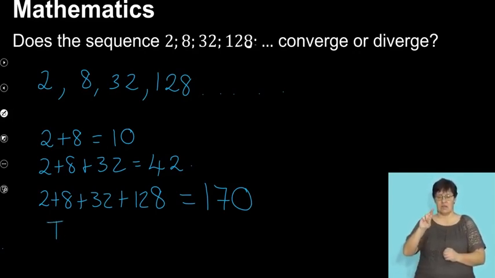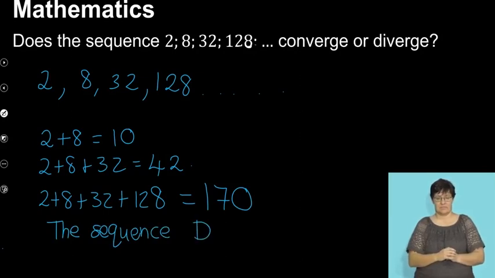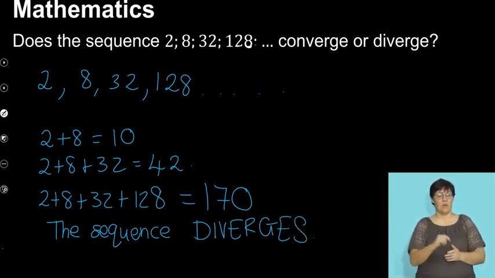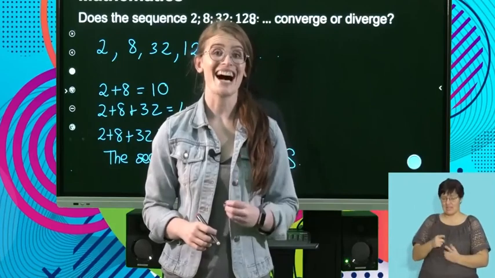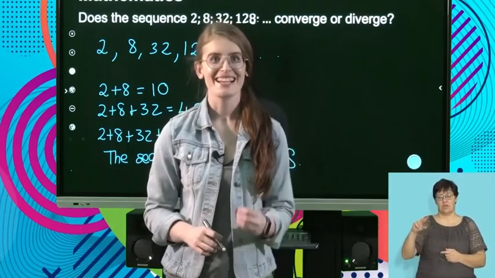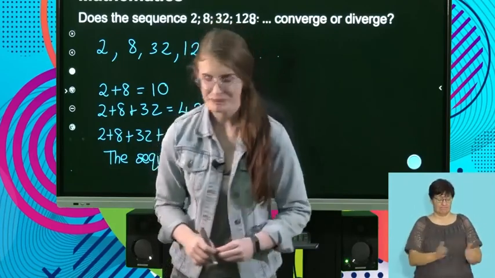So I'm going to say the sequence diverges. Great, guys. So because it failed to meet the two properties of a convergent series, it means that this series is diverging. Let's look at the next example together.